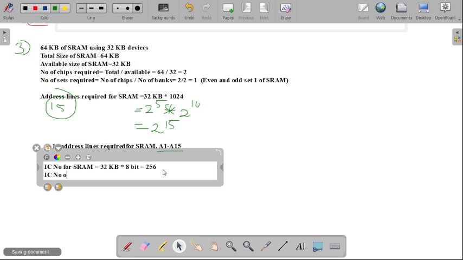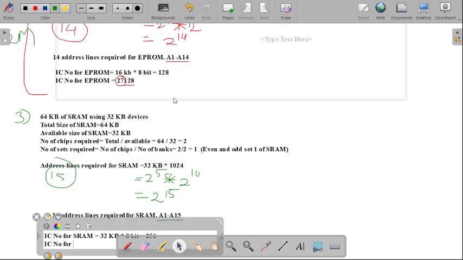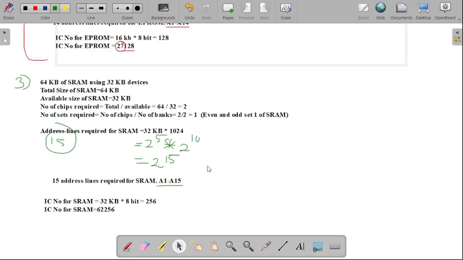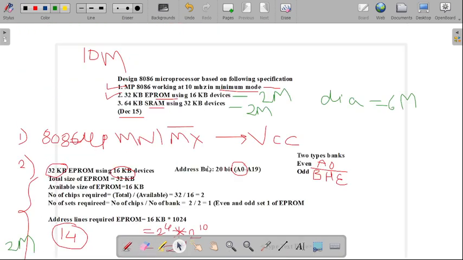And the IC number for our EPROM, we already got 27128. Here 27 is the prefix for our EPROM, and whenever we are calculating the IC number for our SRAM, we have to use the prefix 62. Whatever number we got, we write it after 62, so my IC number for our SRAM will be 62256. Now we are done with the theoretical part of our question.